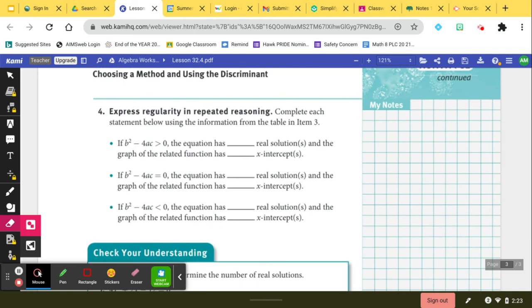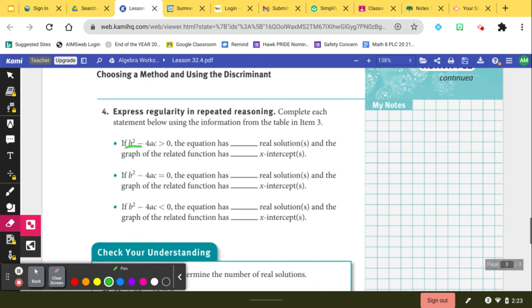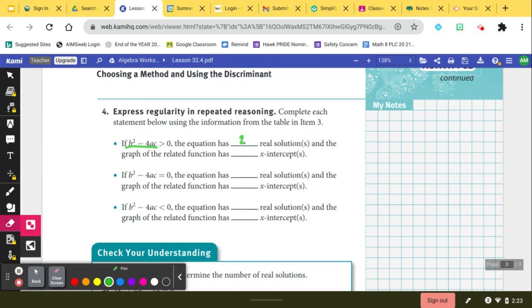So it says complete each statement below using the information from item 3. So if our discriminant, which is b squared minus 4ac, is greater than 0, that means we have 2 real solutions. And the graph of the related function has 2 x-intercepts. If our discriminant, so b squared minus 4ac equals 0, well, we had 1 real solution, and the graph has 1 real x-intercept. And if our discriminant was less than 0, so b squared minus 4ac was less than 0, that means we would have been taking the square root of a negative, which would be 0 real solutions, and that would mean that the graph would have 0 x-intercepts.